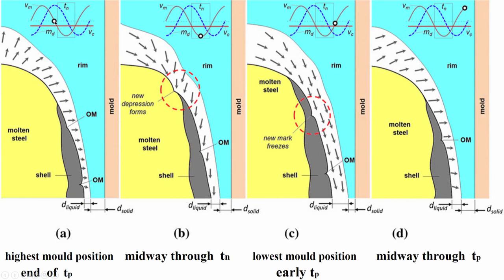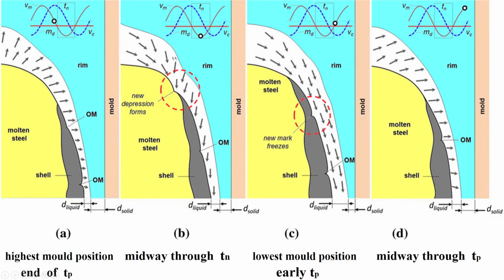What is that position? That means the velocity of the mould, this is Vm, has just completed the upper one, that means the positive strip time is just coming to an end, and the mould displacement is maximum on the top. Here, this is the molten steel, this is the liquid slag, this is solid slag. You look at the movement: because of the mould displacement, the slag moves away from the shell.